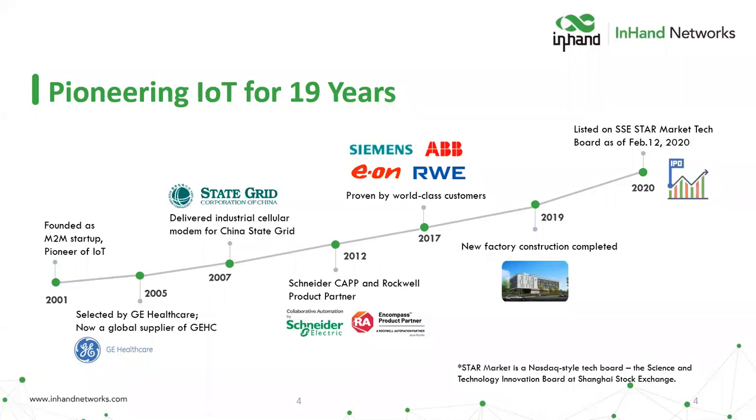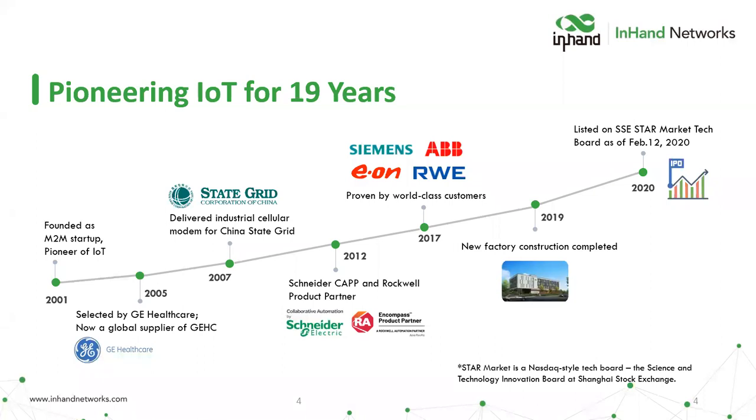GE Healthcare became our customer in 2005, and now we are a global supplier to GE Healthcare. We are also a supplier to the State Grid of China since 2007, where we have over 1 million modems in operation. In 2012, we became an official partner for Schneider Electric and Rockwell Automation. In 2017, we had several successful projects with Siemens, E.ON, and RWE in the European market. These projects brought us to an even higher standard.